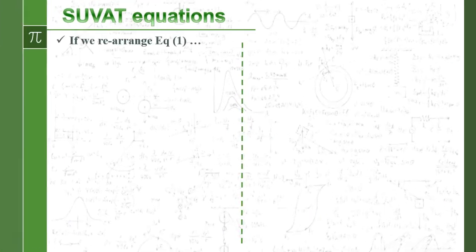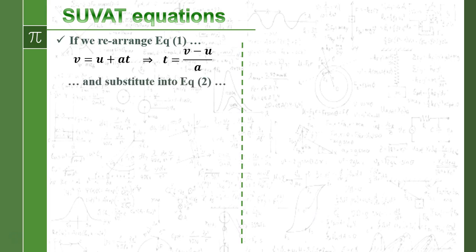Moving on. If we go back to equation number 1, which is v equals u plus at, do some rearranging. So we've got to rearrange for t. So t equals v minus u over a. And now what we're going to do is substitute that into equation number 2. So there's my equation number 2. Plonk in this expression for t.